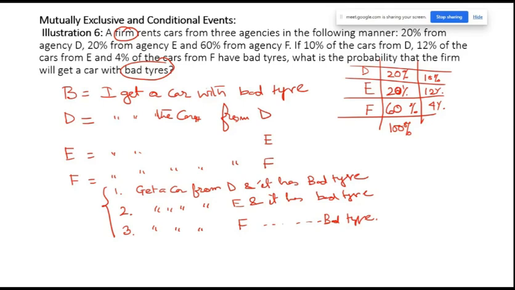Along with mutually exclusive, there is also a concept of conditional probability. Let us see what this event is. The event that I get a car from D and it is a bad tire. So with bad tire as B, it is D intersection B. Another is E intersection B. Another is F intersection B. Okay. So I have D intersection B, E intersection B, F intersection B. Is this point clear? If it is not clear, you tell me, I will explain once again.